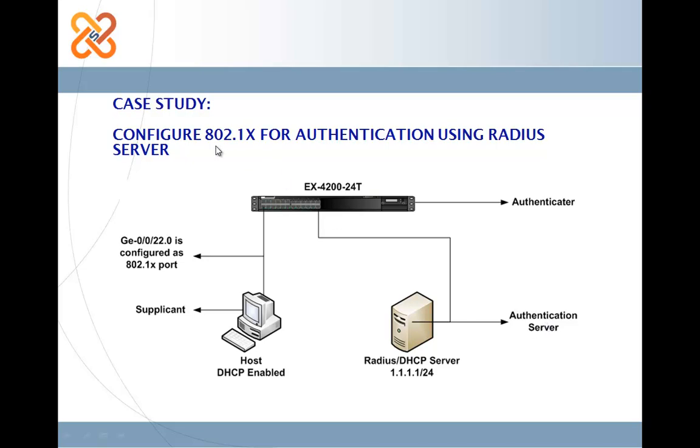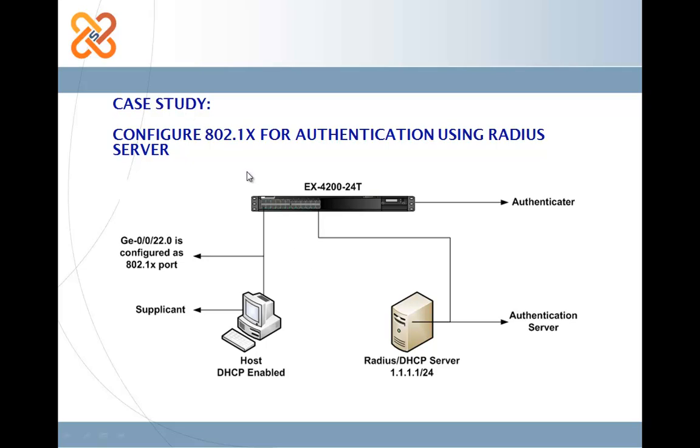We need to configure 802.1x for authentication using the Radius server. The EX4200 series in this particular topology will be acting as an authenticator, which is basically a component of 802.1x. This particular host on the other side, which is a DHCP enabled host, is connected to GE0/0/22, and this port is going to be configured as an 802.1x enabled port. We also have a DHCP as well as an authentication server, which is basically a Radius server. The IP address for this server is 1.1.1.1/24.